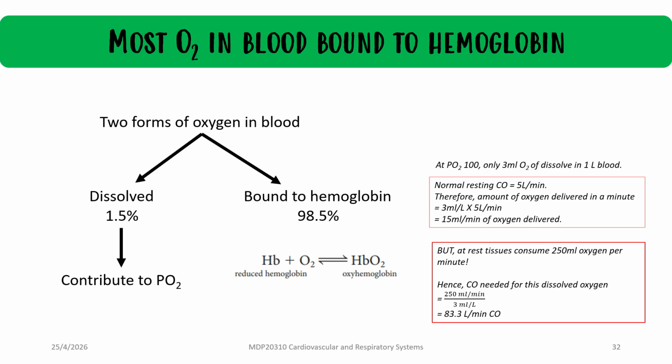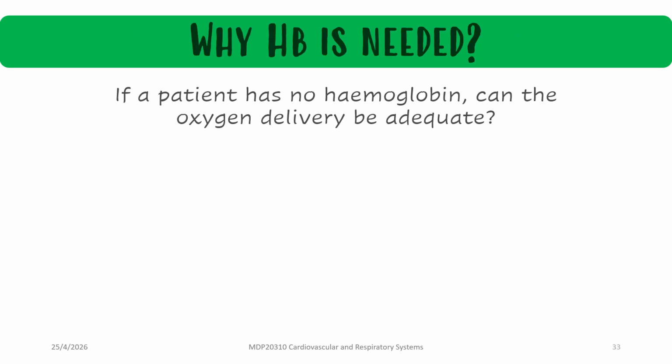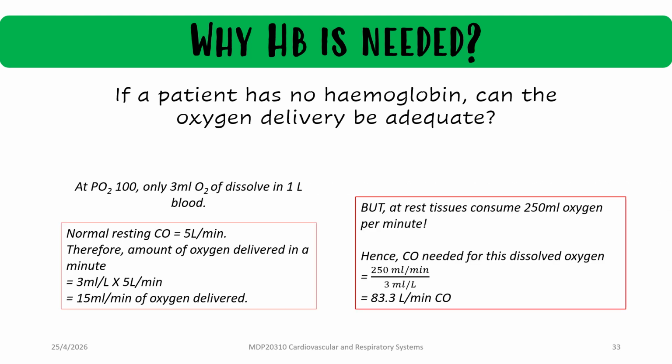So now let's say we have a patient that has no hemoglobin, will the oxygen delivery be adequate? According to this equation and this calculation, the oxygen delivery will not be adequate, it will be insufficient. Our normal resting cardiac output is usually 5 liters per minute, as you can see here on the left.